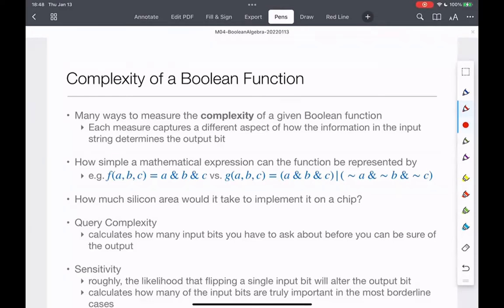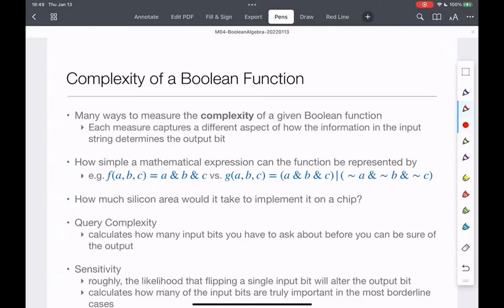There is also something called sensitivity, which basically says something about what's the likelihood, what's the probability that if I flip a bit, so let's say I had given some input and there was some output, what's the probability that if I change one of the bits, the output will change. So for example, let's say I have a 2-input AND gate, and if both inputs are 0, output is 0. What's the probability if I flip a bit, the output will flip?